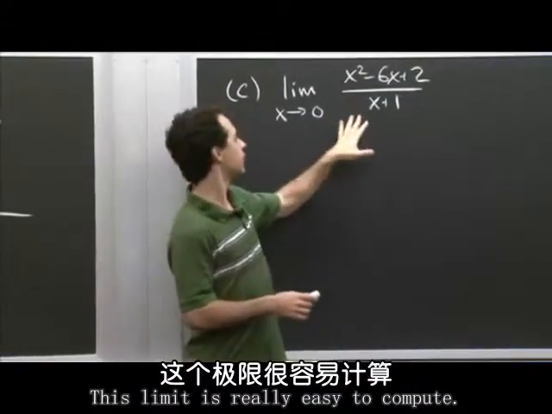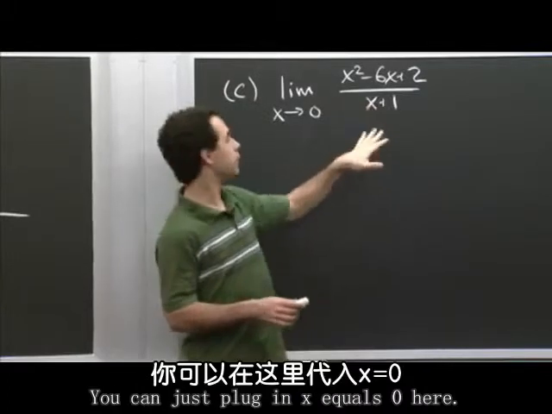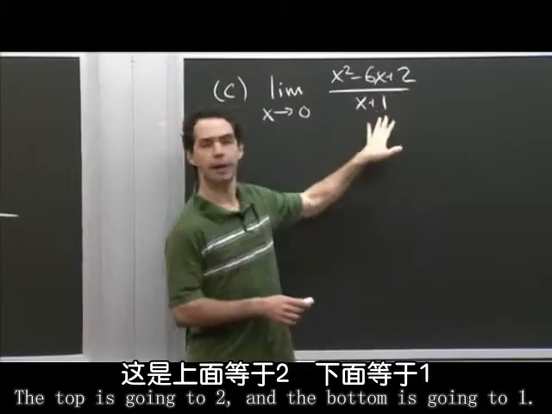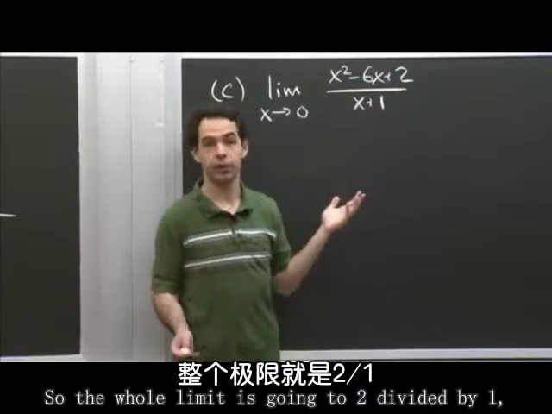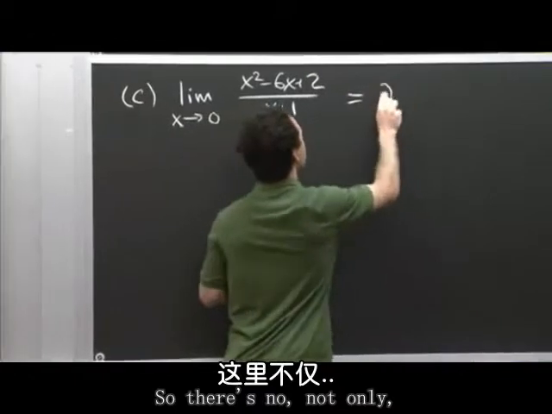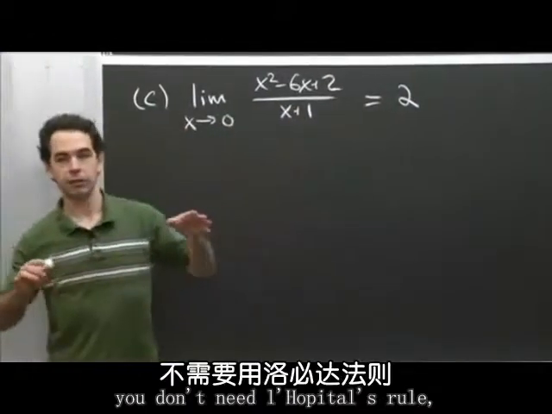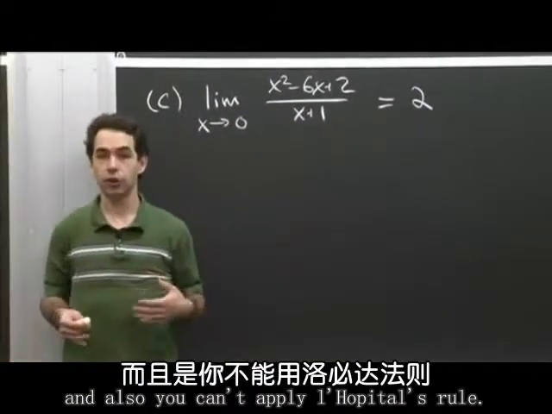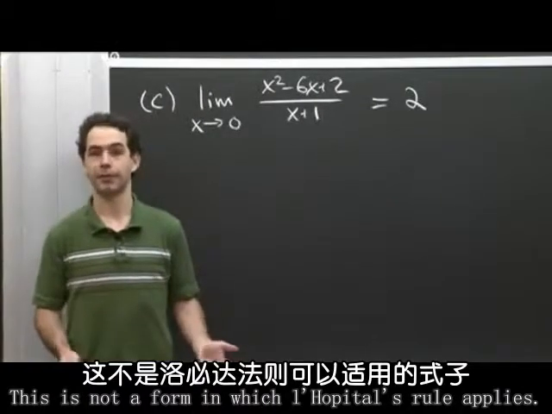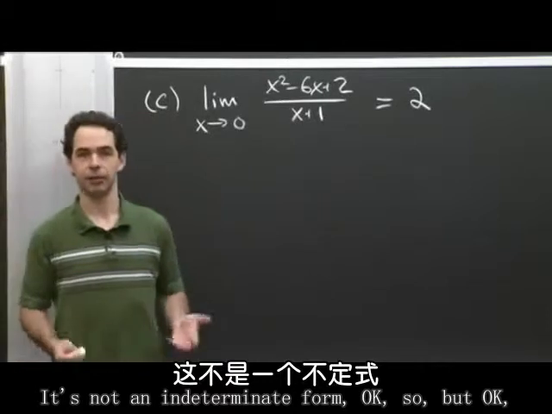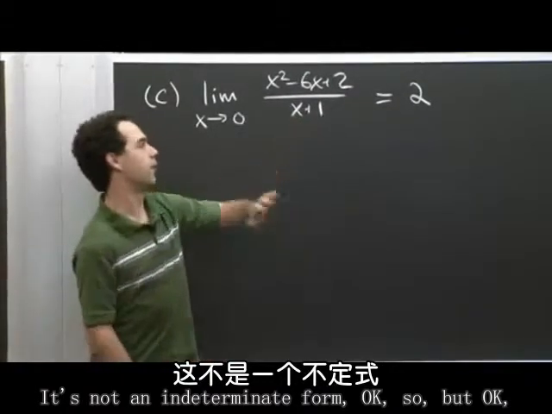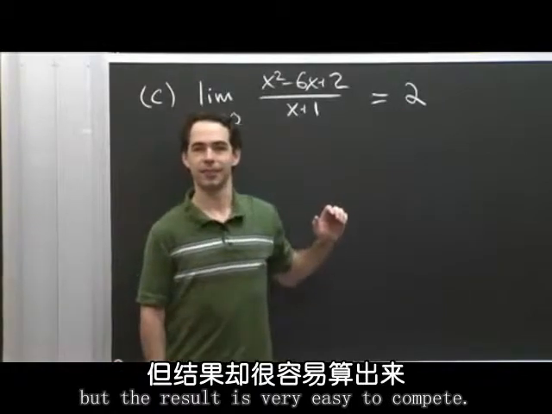This limit is really easy to compute. You can just plug in x equals 0 here. The top is going to 2, and the bottom is going to 1. So the whole limit is going to 2 divided by 1, which is 2. So you don't need L'Hopital's rule, and also you can't apply L'Hopital's rule. This is not a form in which L'Hopital's rule applies. It's not an indeterminate form. OK, but the result is very easy to compute.